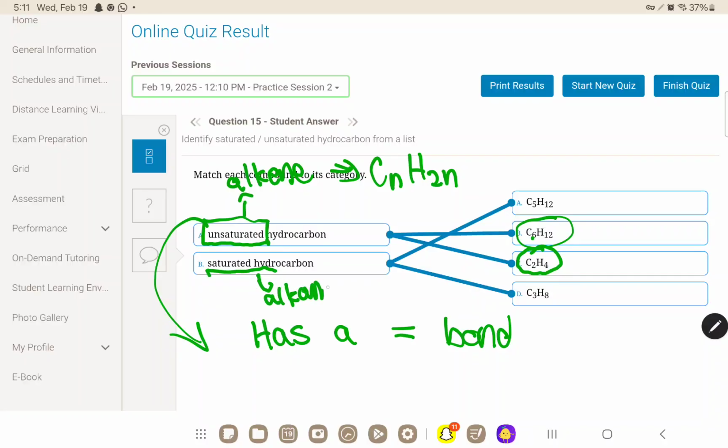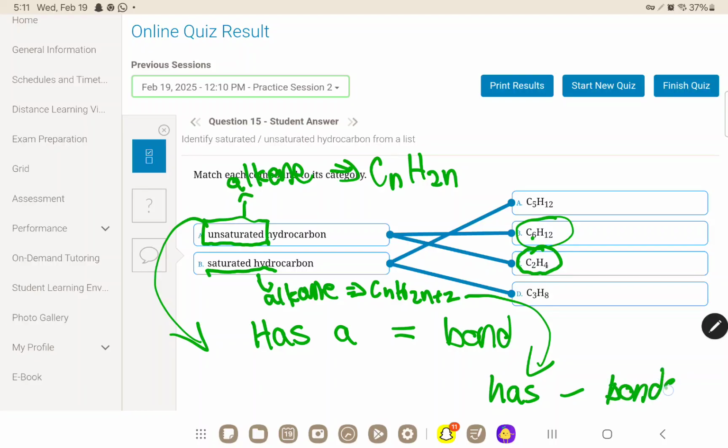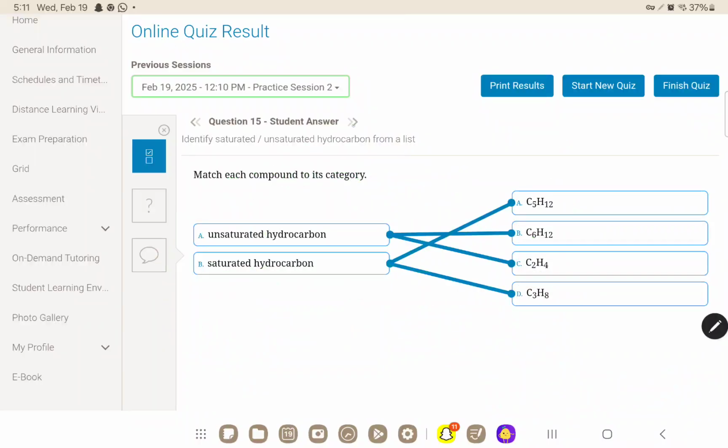Whenever they tell you saturated hydrocarbon, it means it's an alkane, CnH2n+2. But it means it only has single bonds. And our alkanes in this example are C5H12 and C3H8. Now that's it for this question. Now let's move on to the next.